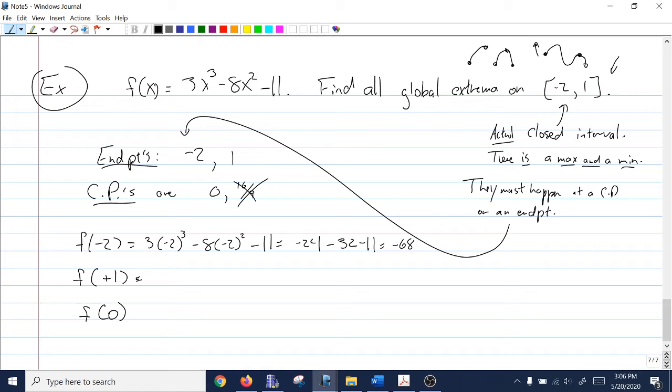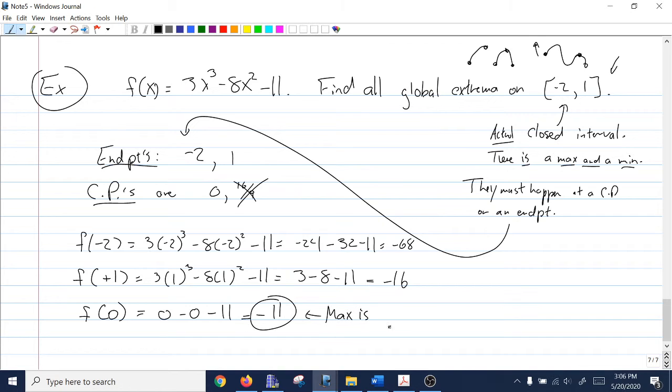What's f of 1? f of 1 is 3 times 1 cubed, minus 8 times 1 squared, minus 11. That's 3 minus 8 minus 11. Negative 5 minus 11 is negative 16. What's f of 0? That's 0 minus 11, which is negative 11. I look at these numbers. One of them's the max, one of them's the min. You're the highest. The max is at 0, negative 11. You're the lowest. The min is at negative 2, negative 68.